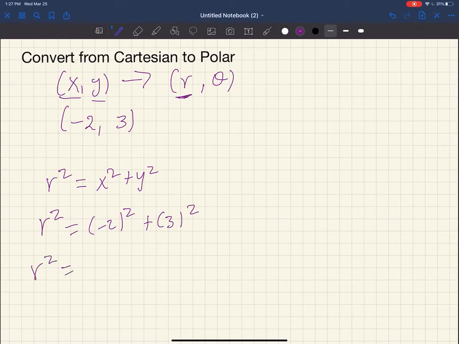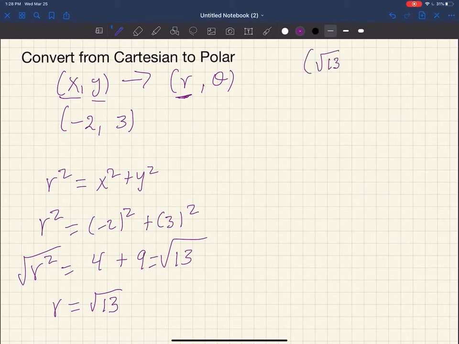So -2 times -2 will be +4. 3 times 3 is 9, so that will be 13. This is r squared, we want r, so we have to take the square root on both sides. So r is equal to the square root of 13. We are going to leave it as square root of 13 because we want an exact answer. Now all we're missing is the theta.